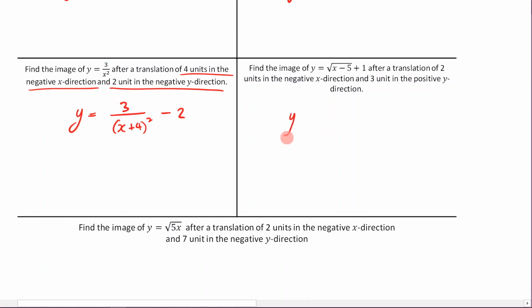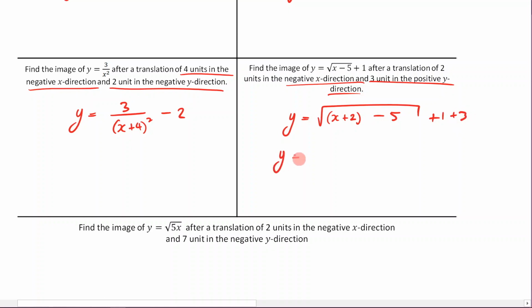Here I have y is equal to, let me just do this. So after a translation of 2 units in the negative x direction, negative x direction means I'm going to replace my x with x plus 2. Then remember, I've still got a minus 5 here, and I've got a plus 1 out here as well. And then 3 units in the positive direction. So that means I'm going to plus 3 here.